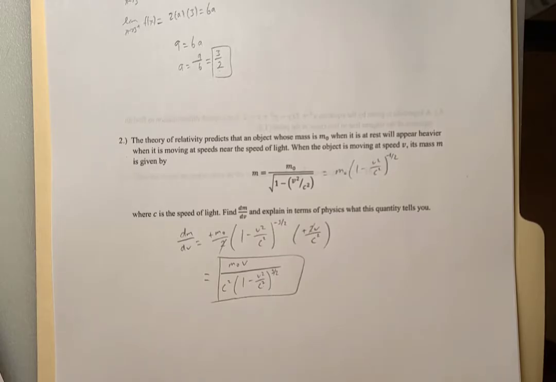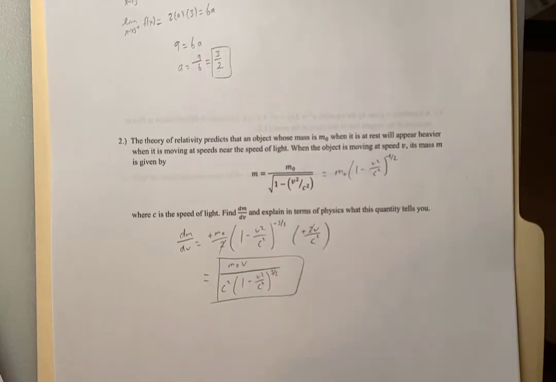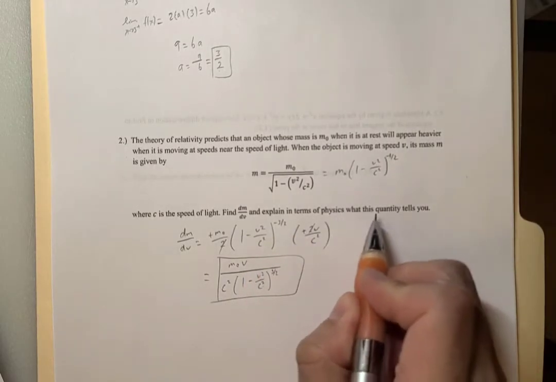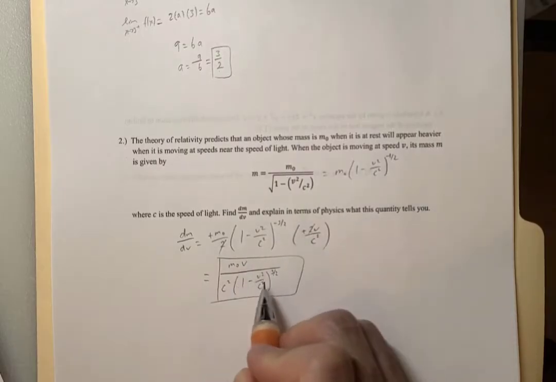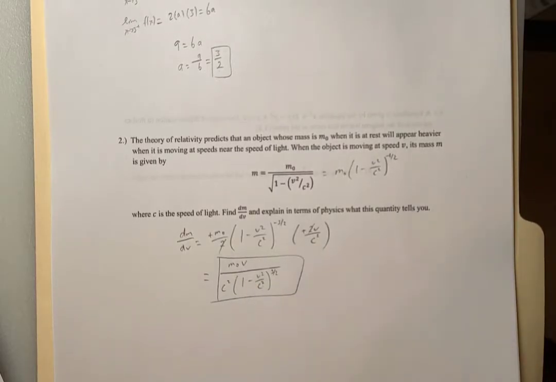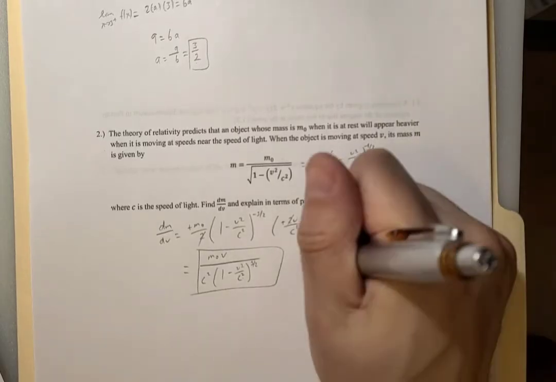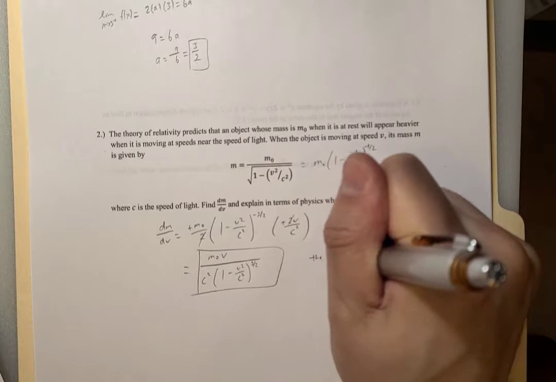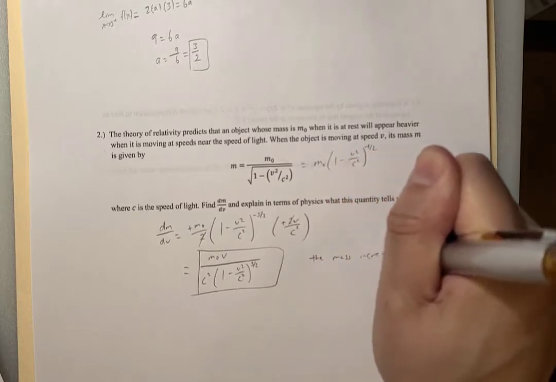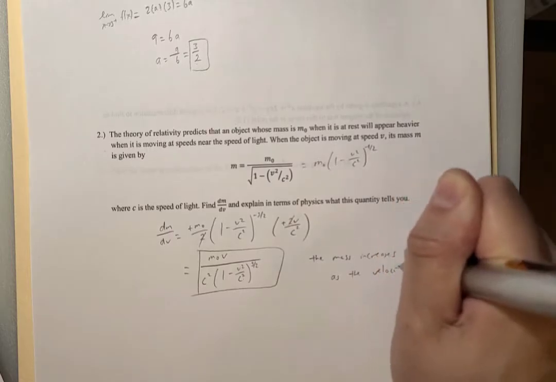All right, so what does this tell us? This is why this is not a good problem. Whoever wrote this did not do a good job, in my opinion, because they probably want us to interpret it in terms of m and v, but you can say a lot about this equation because there are so many variables. But let's keep it simple. Let's just say that the mass increases as the velocity increases.